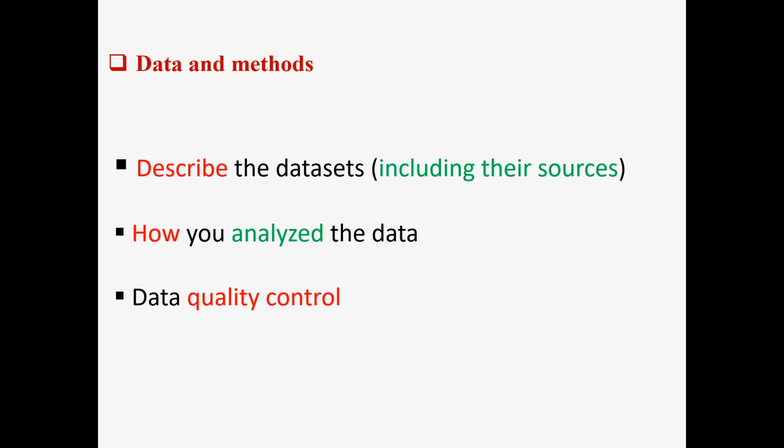Most of the reviewer comments are on data and methods. What is the method? You need to justify it. You need to use science. Why did you use this method? This is the big part here. You need to describe the data set, including its sources. From where did you collect your data? You should give a link, or say, for example, that you downloaded it from NASA, and that's fine.